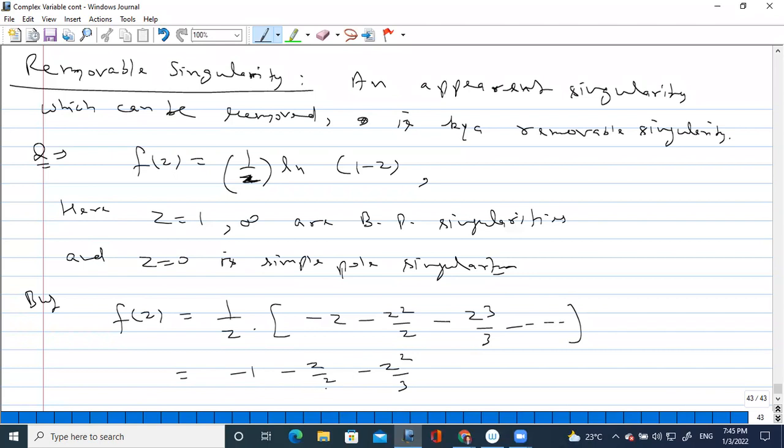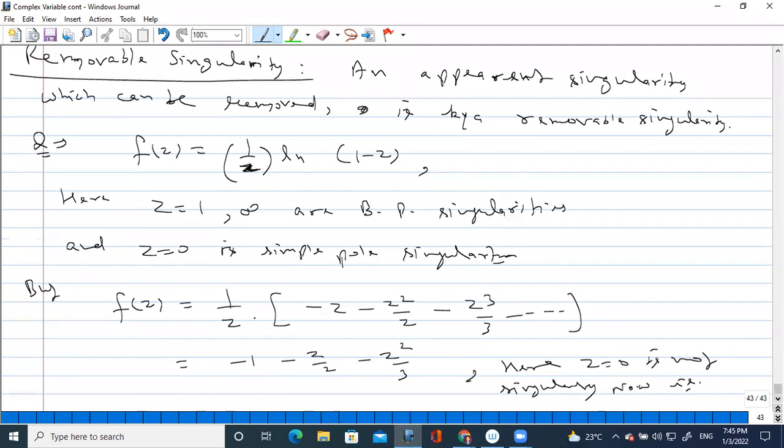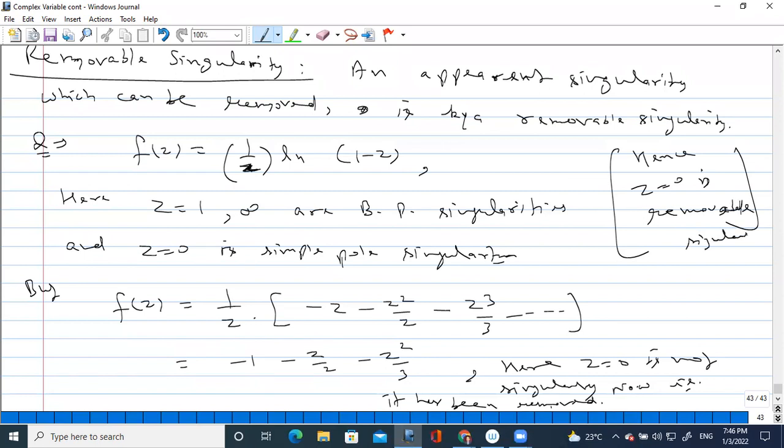Okay, so here z equal to 0 is not a singularity now. That is, it has been removed. Actually, in the final answer, z equal to 0 is not a singularity at all. But sometimes they can ask you by the appearance that z equal to 0 is a singularity. So that's why it is known as removable singularity. Hence, you can say z equal to 0 is a removable singularity. It is looking like one, but not actually. Removable singularity. Note this down.